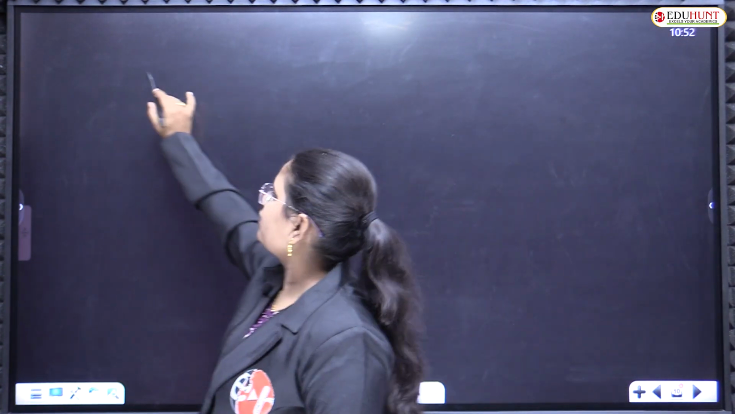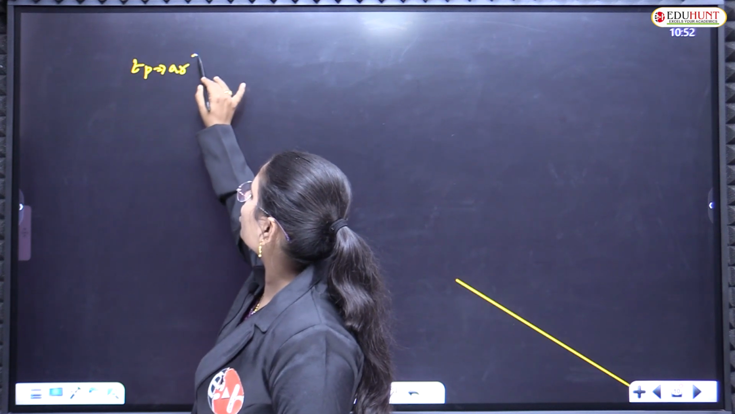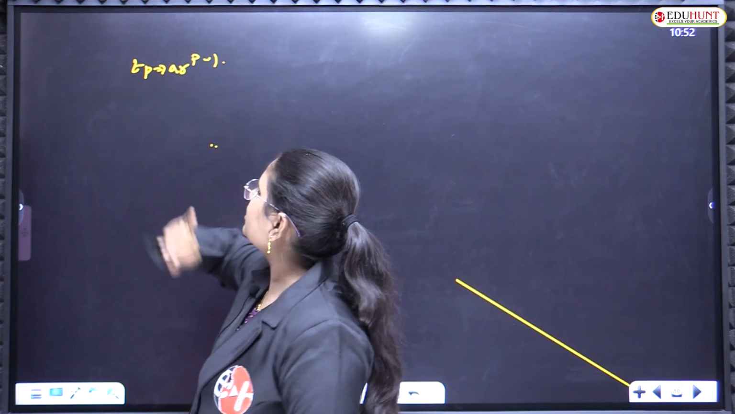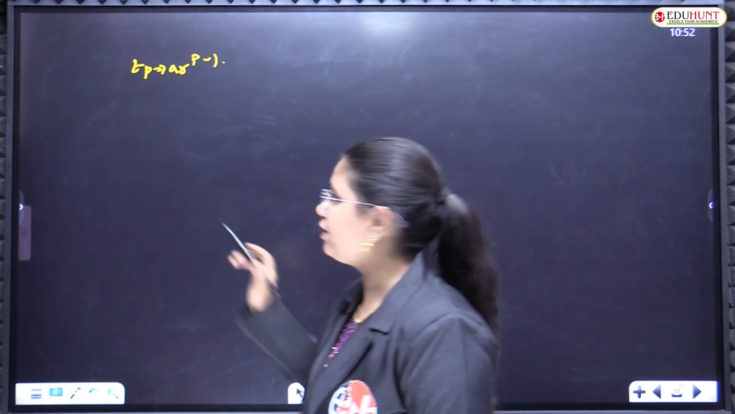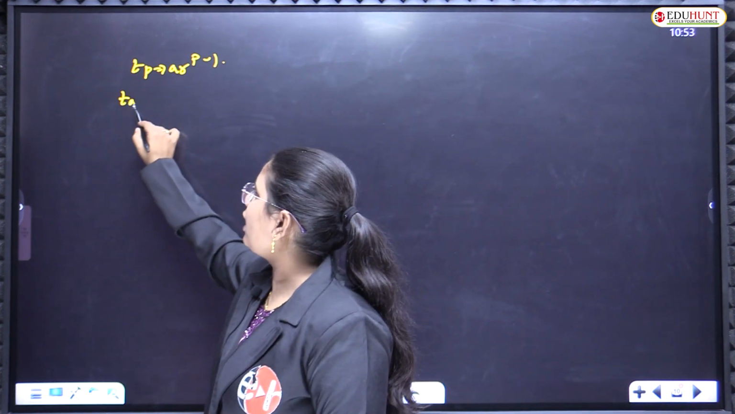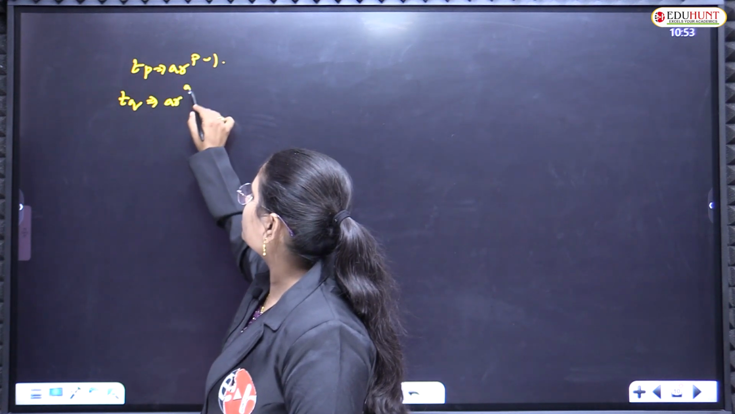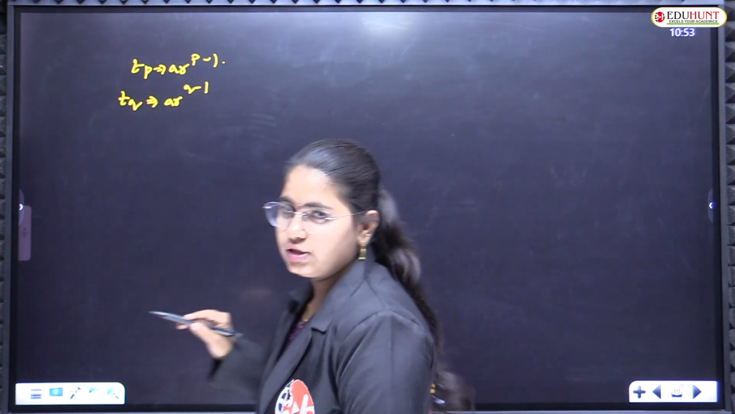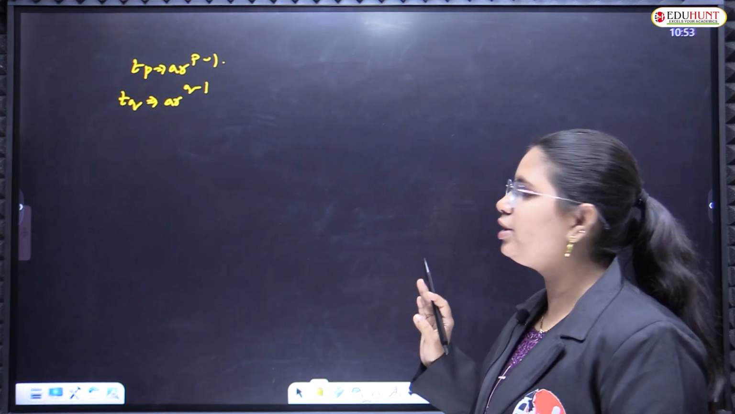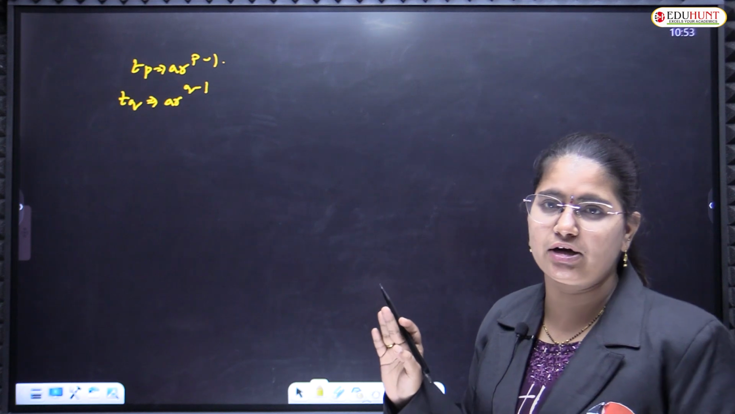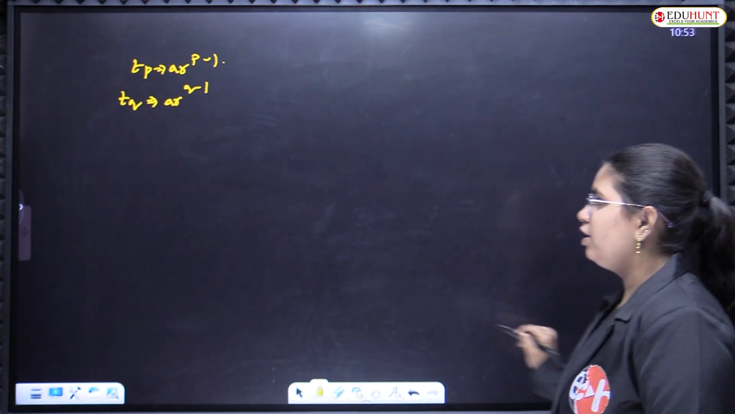First, let me write TP is equal to A R to the power of P minus 1. This is TP, the Pth term if it is in GP, right? Similarly, we also have TQ is equal to A R to the power of Q minus 1. I will be moving slowly, that is not an issue. Everybody should be clear with this. A R to the power of Q minus 1.